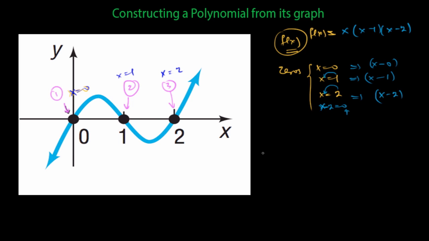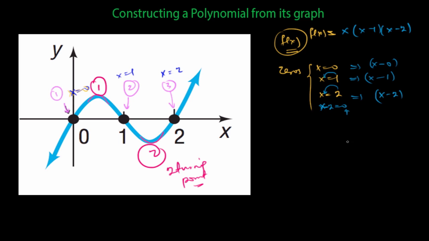Now what other information can I get from here? You'd observe that we have some turning points. The very first turning point is here, so this is 1. This is another turning point, this is 2. Those are the only two turning points we have. So the graph has two turning points.